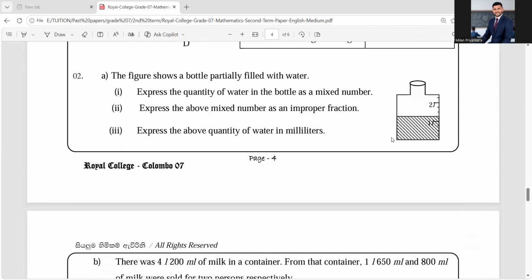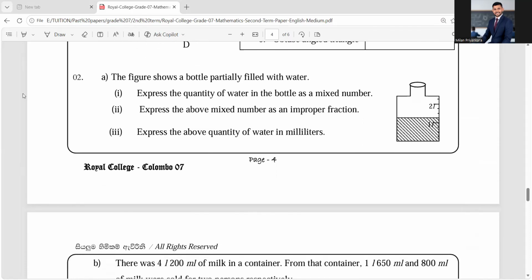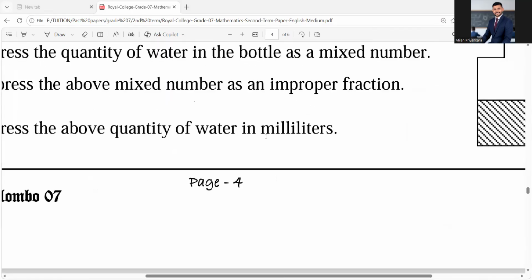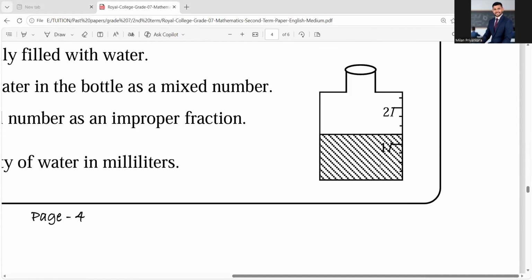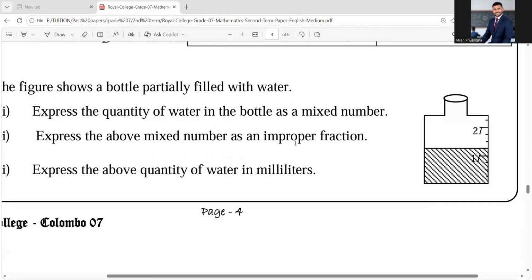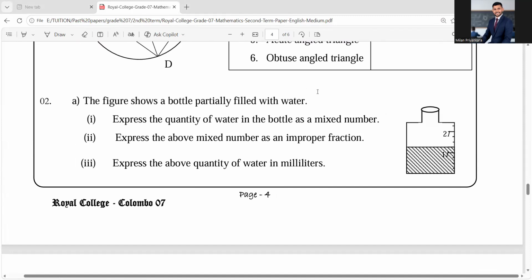Right. See now this is 1 liter, more than 1 liter is there. So if you just zoom in, I'll show you, right? Okay, you see now 1 liter, 2 liters, and 1 and a quarter is there. You can see that, right? Then you can write the water in the bottle as a mixed number. The mixed number you can take 1 and 1/4 liters. That's it.